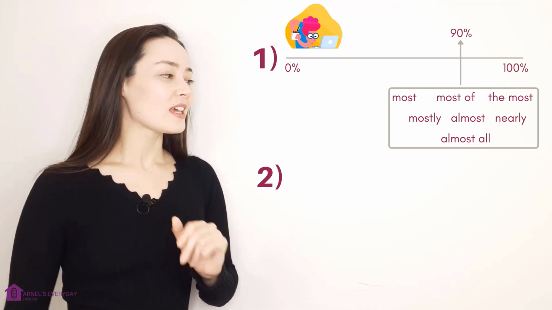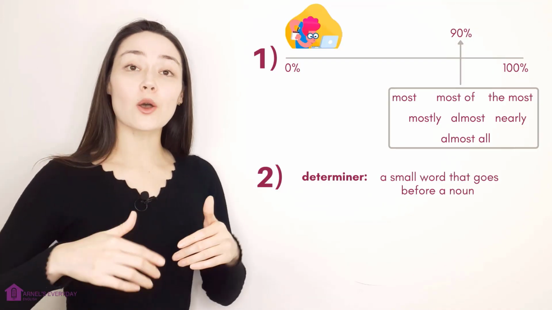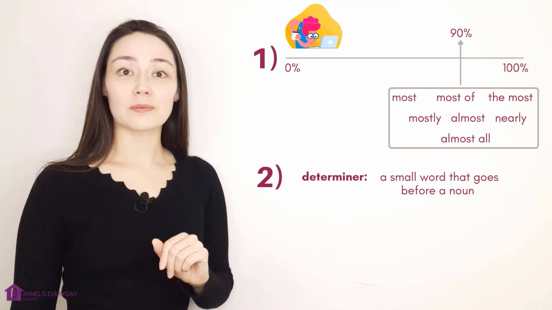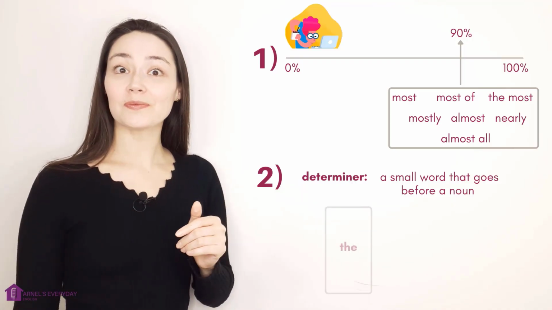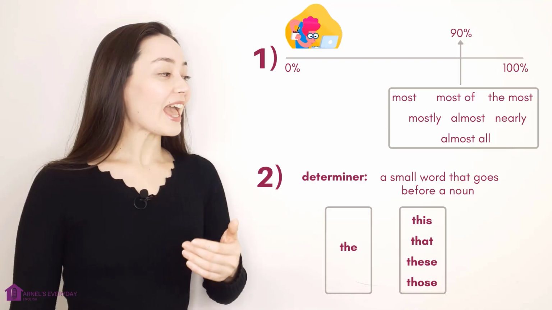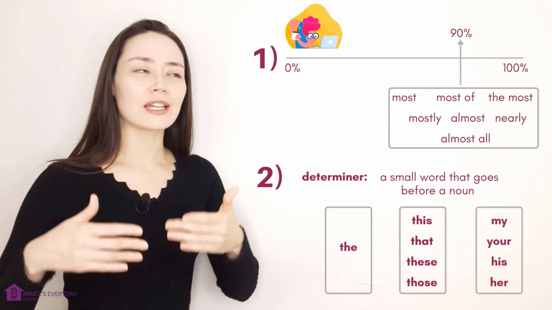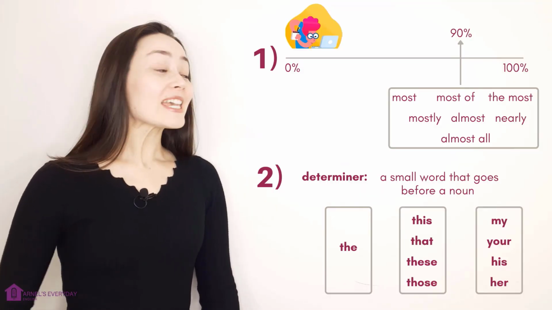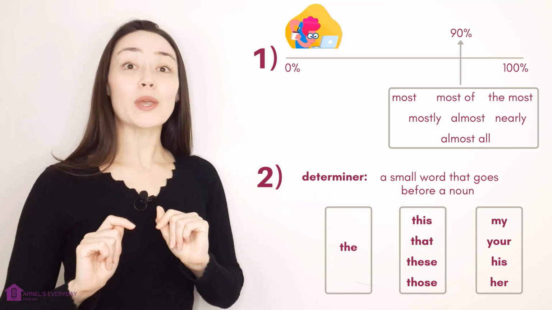Two, a determiner. A determiner is a small word that goes before a noun to give it a bit more information. Important determiners for today's lesson are the, this, that, these, those, and possessives: my, your, his, her, etc. So, keep these two things in mind. We can start.